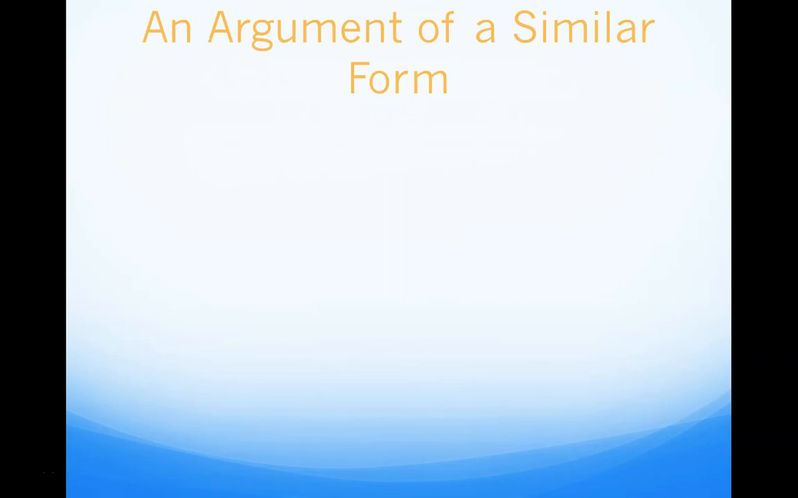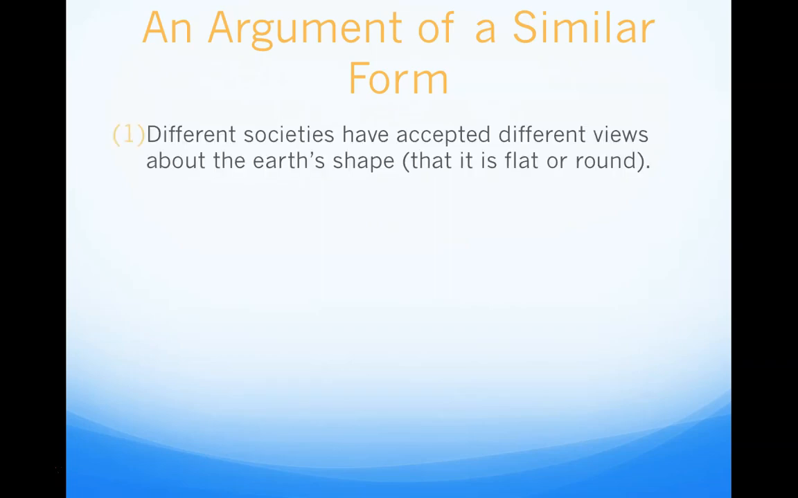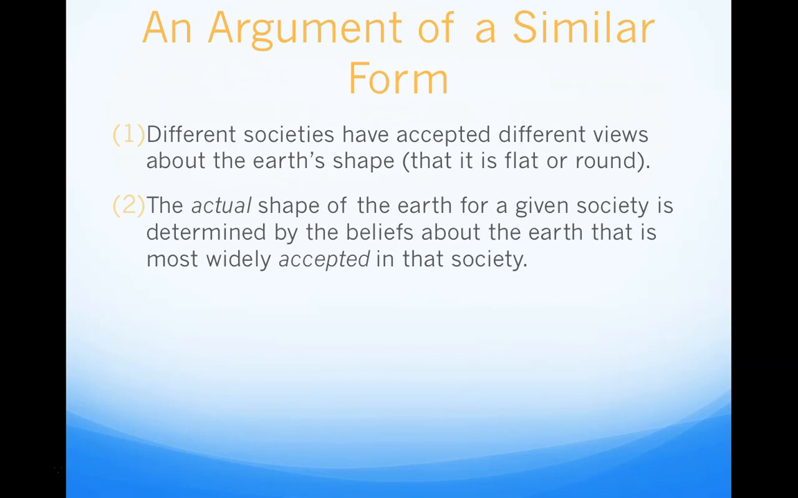So, here's a problem with the second premise. This is an argument that has a similar form to the argument that we're looking at. Different societies have accepted different views about the Earth's shape, right? That it's flat or round. The actual shape of the Earth for a given society is determined by the beliefs about the Earth that are most widely accepted in that society.